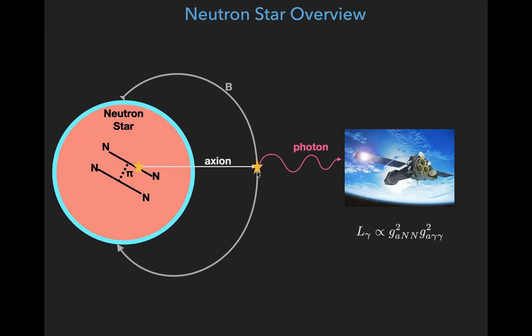It then can hit the strong magnetic field surrounding the neutron star and convert to a photon. The processes which govern the scattering are thermal processes. So the energy of this photon is going to be of order the core temperature of the neutron star, which might be of order a few keV. So these photons will be in the X-ray band, so we can look for this with X-ray telescopes. So immediately we can understand that the luminosity in X-rays is going to be proportional to the axion-nucleon coupling squared and the axion-photon coupling squared.